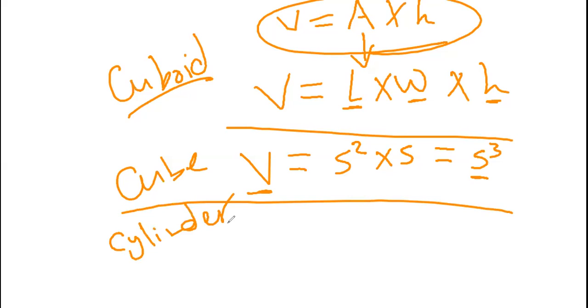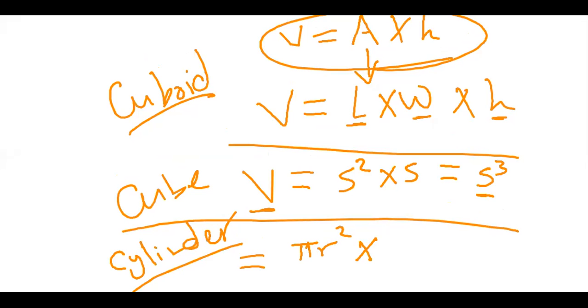The base of the cylinder is in the shape of a circle. Yes, it's a circle. So the area of the circle equals pi r squared. Every time we are multiplying by what? By height. Yes. So it will be pi r squared multiply height. Understood, my sons? Yes. So you can find it, it's easy.